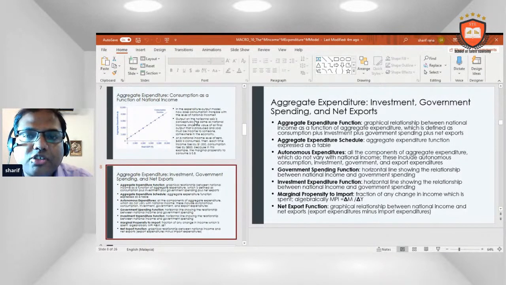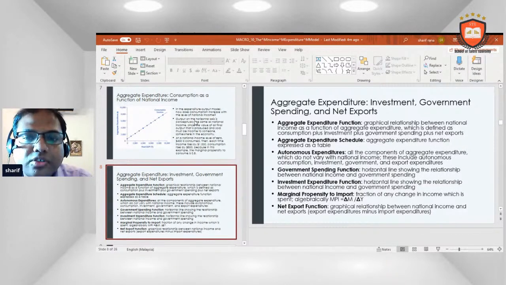Aggregate expenditure: investment, government spending, and net export. Aggregate expenditure function. Graphical relationship between national income and aggregate expenditure, which is defined as consumption plus investment plus government spending plus net export. Aggregate expenditure schedule. Aggregate expenditure function expressed as a table. Autonomous expenditure. All the components of aggregate expenditure which do not vary with national income. These include autonomous consumption, investment, government, and export expenditures.